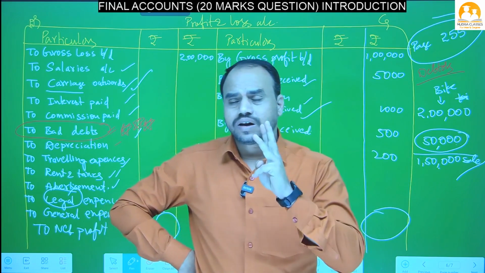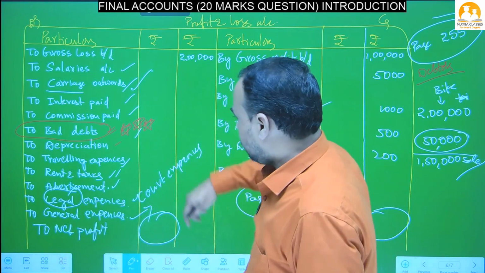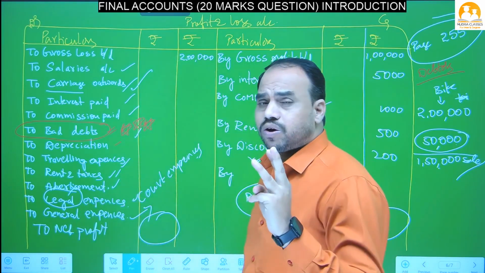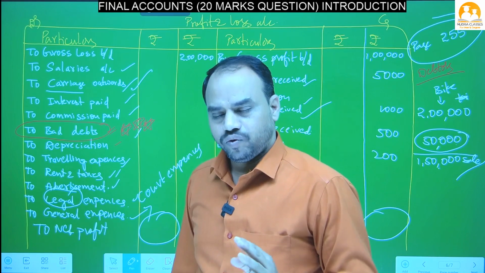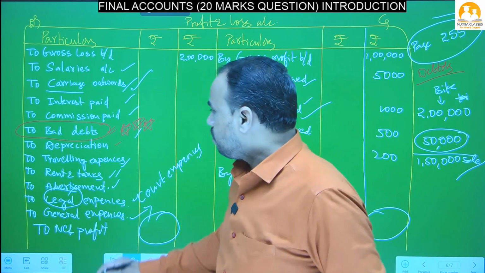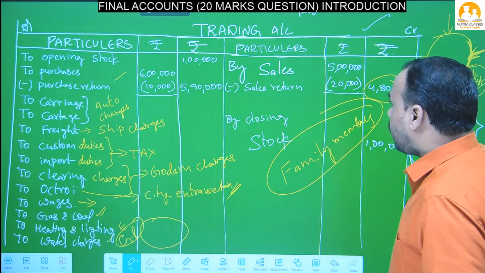Understood? Two, or 2-3 times you have to read it. How many times do you have to read the profit and loss account? 2-3 times, or 4-5 times you read. But you need not remember all the words. The trading account, however, you have to remember.